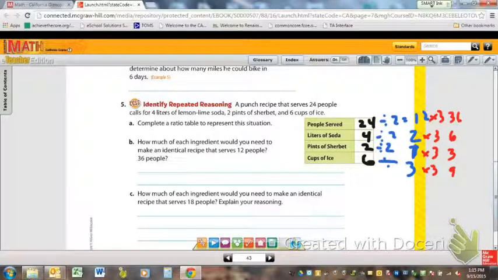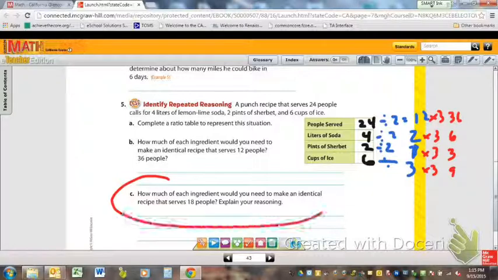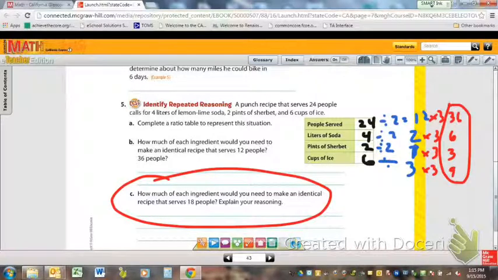And part C will be extra credit. It says, how much of each ingredient would you need to make an identical recipe that serves 18 people? I'll give you a hint. Use these numbers to help you, particularly 36. What do you have to do to 36 to make it 18 people? Hopefully that helps.